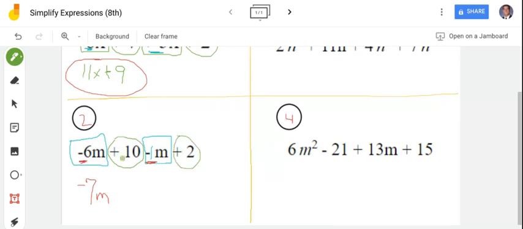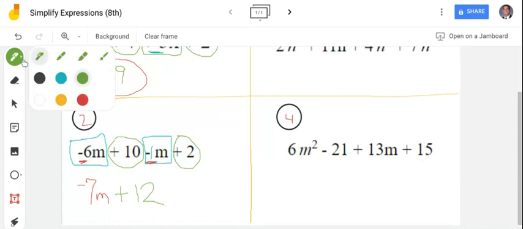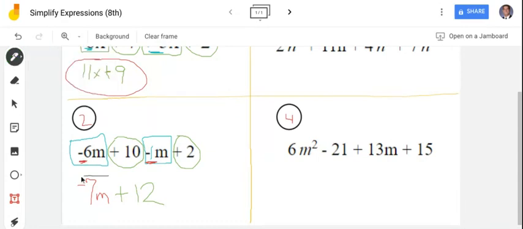Again, notice how the sign goes inside the shape. That way you know that the term is positive or negative. In this case, it's positive. So I have positive 10 and positive 2. Well, what's 10 plus 2? That's 12, right? Or positive 12. So I'm going to put plus for positive, positive 12. Okay, so there's my final answer, negative 7m plus 12.